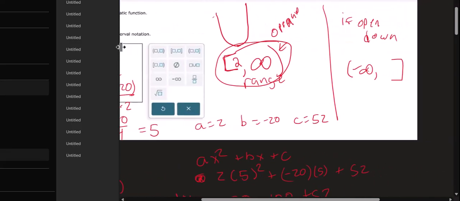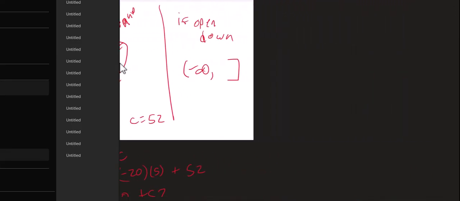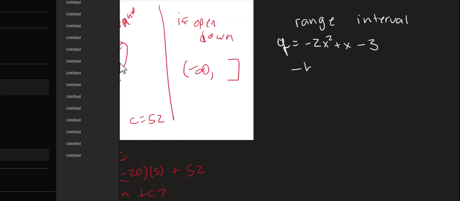If you are given the parabola as a function, such as y equals -2x squared plus 4x minus 3, and you are told to find the range, and let's say it's in interval notation, you find the vertex with minus b over 2a. So minus 4 over 2 times -2 gives me minus 4 over -4, which is 1. That's the x coordinate of the vertex.